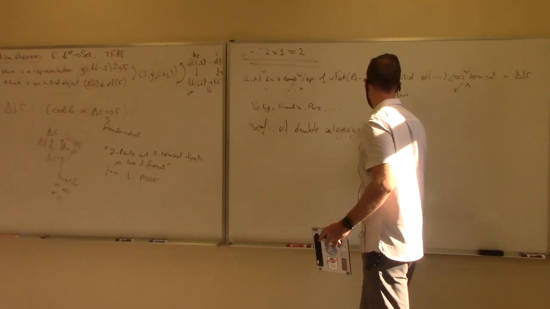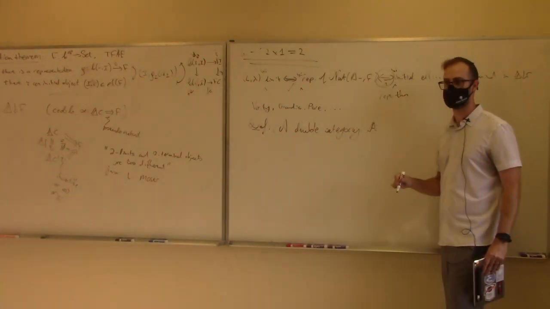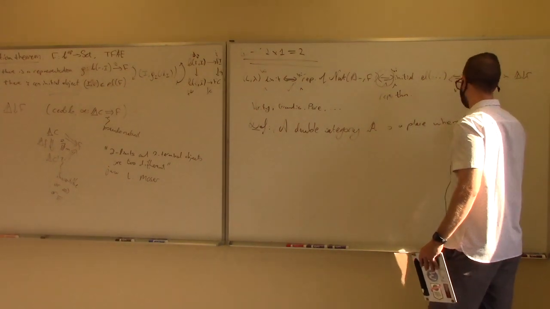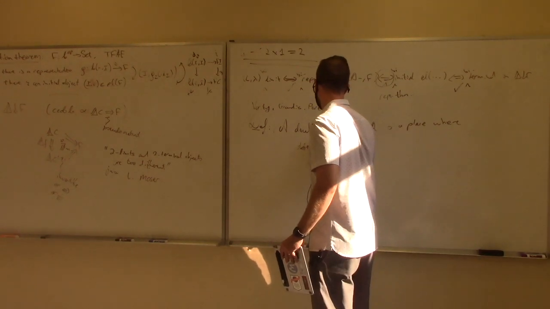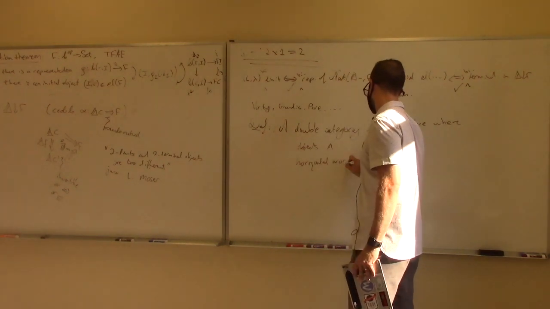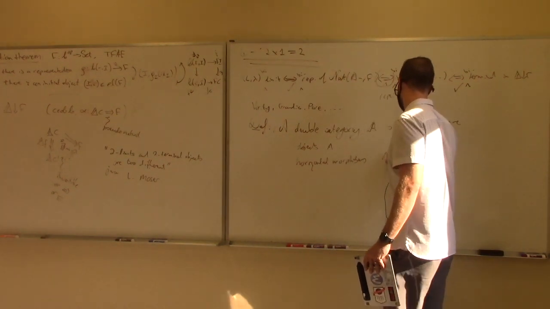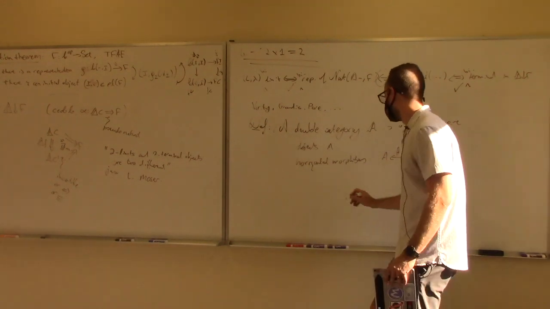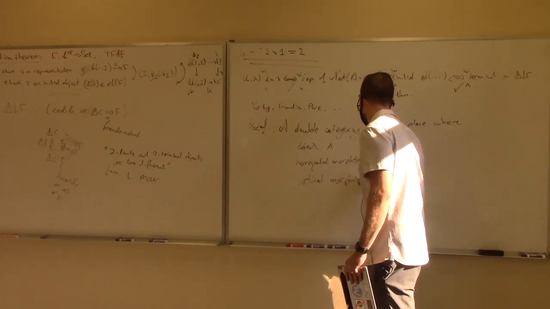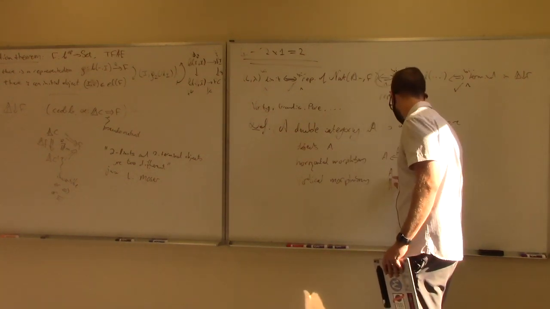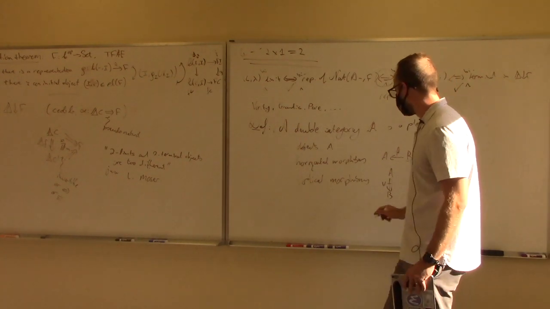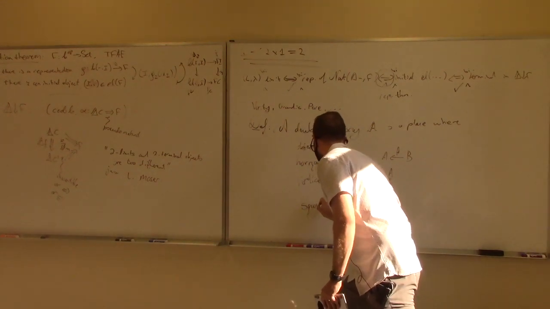So a double category, which I will try to remember to indicate with double struck letters, is a place where we have objects, we have horizontal morphisms, we have vertical morphisms, and if this isn't your preferred orientation, I apologize. And we also have two-dimensional things, which I'm going to call squares.